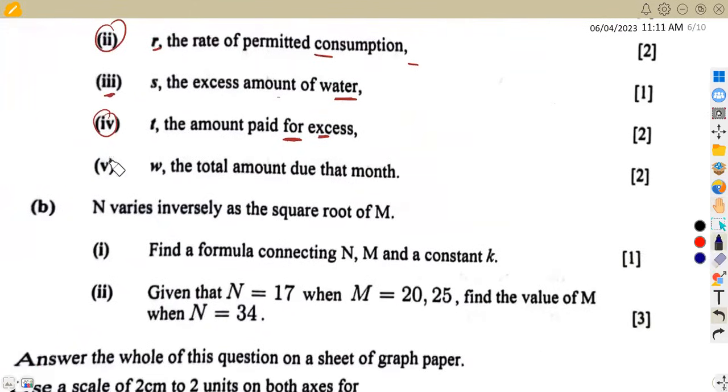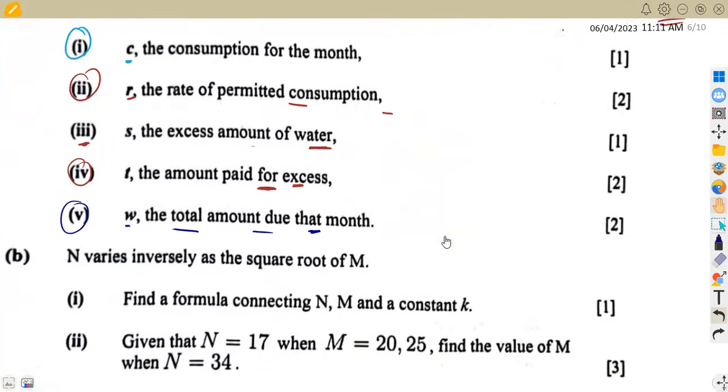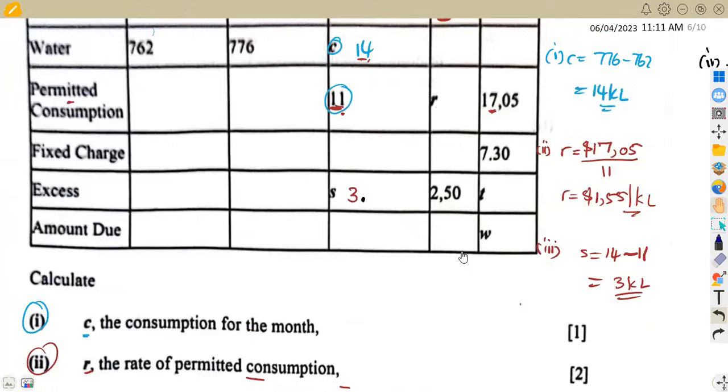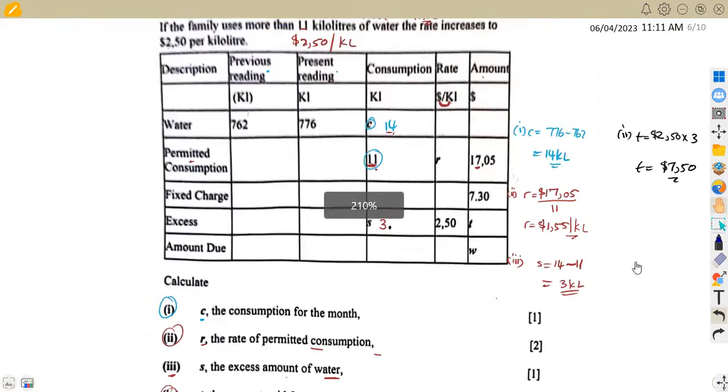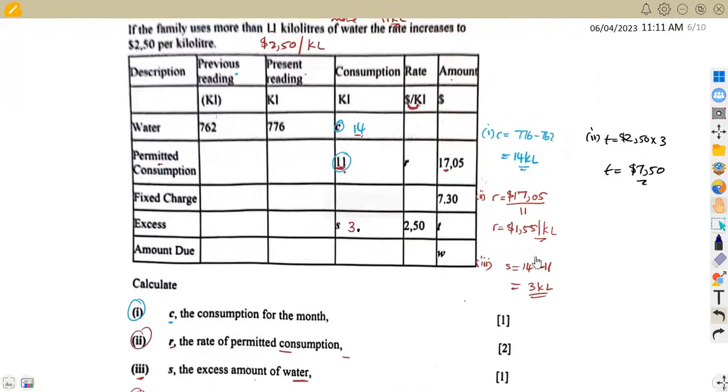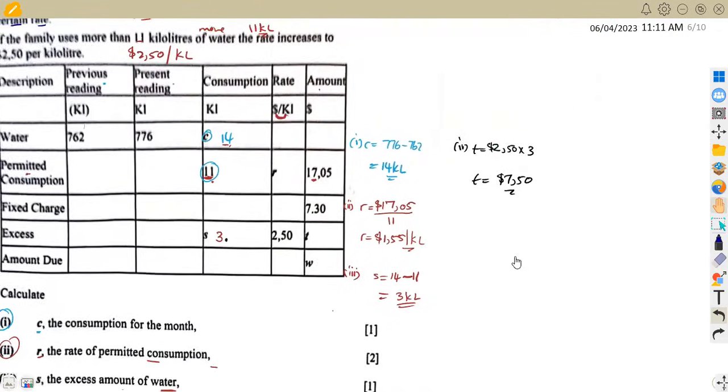And if you check here, part W, the total amount due that month, the total amount. So what is going to be the total? Let us check what is happening here. If you check properly, guys, the total is going to be a combination of these.